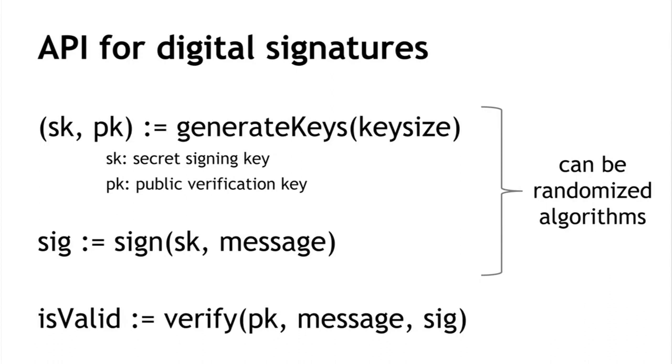Okay, so these three operations, these three algorithms, constitute a signature scheme. And I'll note that the first two can be randomized algorithms. The verification won't be; it will always be deterministic. And in fact, if you think about it, generateKeys had better be randomized because it ought to be generating different keys for different people.